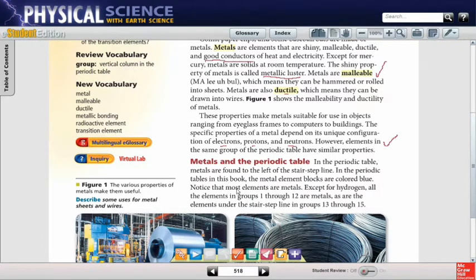Notice that the blocks are colored in blue. Notice that most elements are metals, except for hydrogen. All the elements in groups 1 through 12 are metals, as are the elements under the stair-step line in groups 13 through 15.